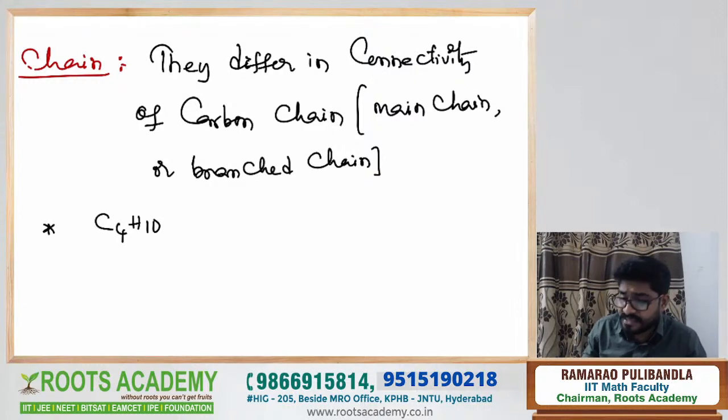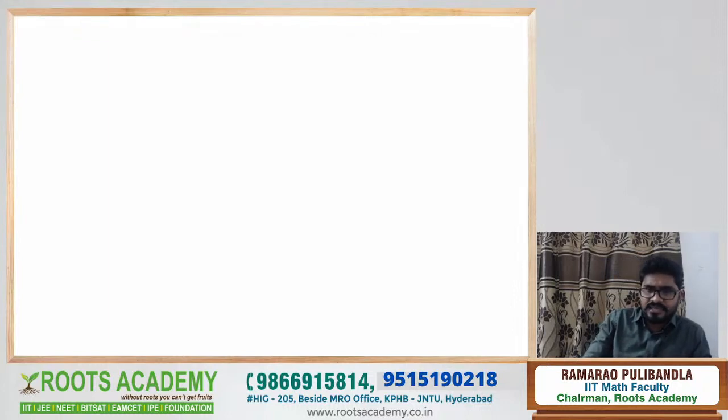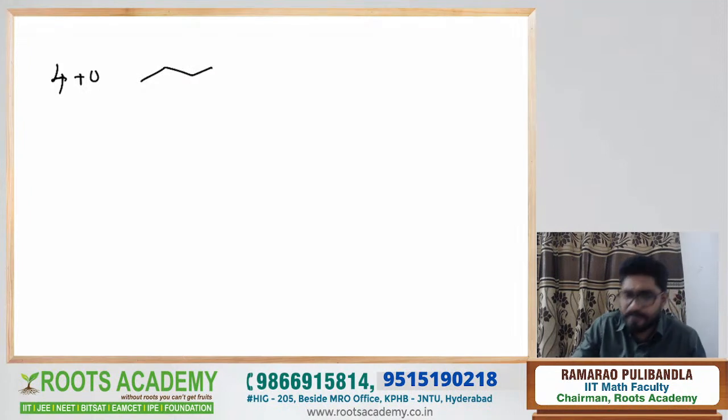C4H10, first I am taking this as a systematic approach. First I am taking it as 4 plus 0. What does it mean is, I am keeping 4 carbon atoms in the main chain, no carbon atoms in the parent chain. That's what I am doing.